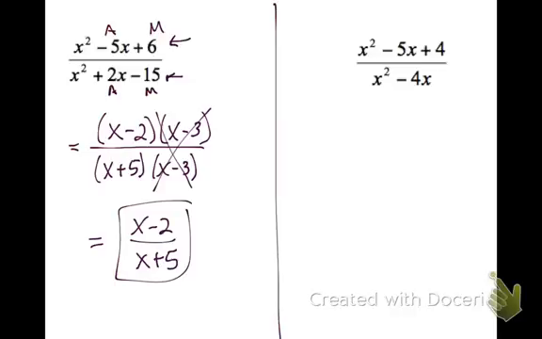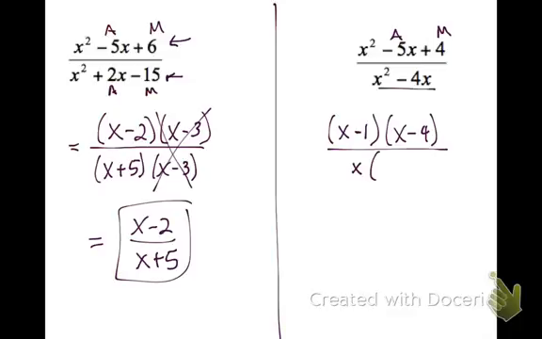Alright, for this next one, I have multiplying to 4 and adding to negative 5, so that would be x minus 1 and x minus 4. And then on the bottom, I can pull out a GCF of an x. I have a common factor of x minus 4 that I can cancel out, and I'm left with x minus 1 over x.